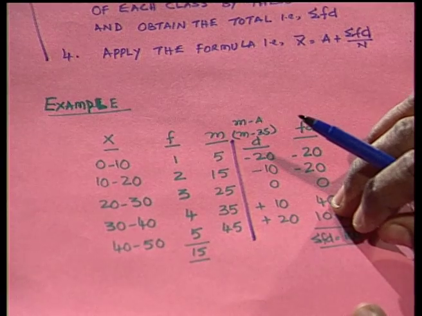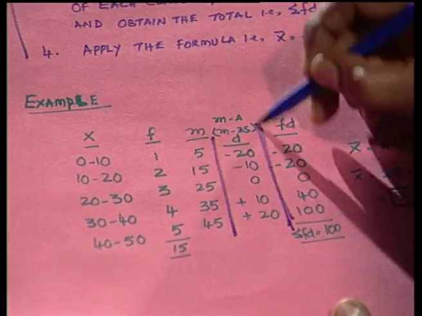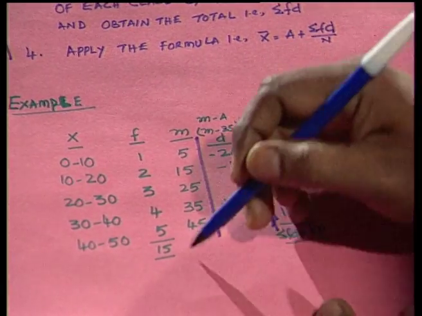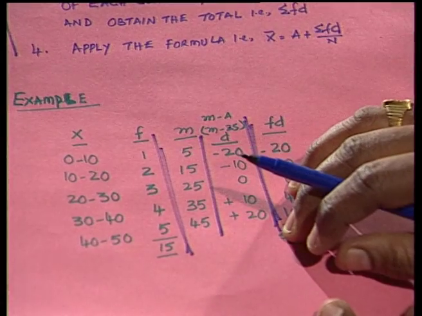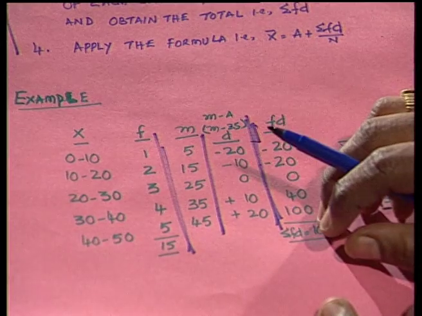And step number 2 is, from the midpoints, as we have seen earlier, of each class, take out the assumed mean, we get some values here, and then multiply the respective frequencies which are given in the problem itself of each class by these deviations which you have taken, and obtain the total of these deviations after having multiplied them by their respective frequencies of each one of the classes, and denote them by sigma fd.